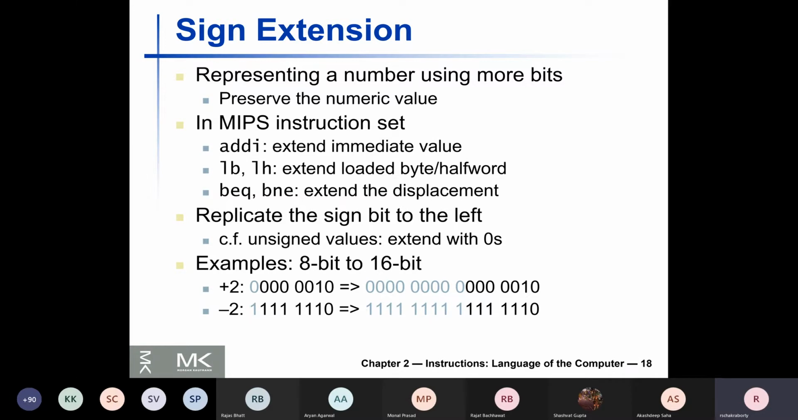Say, for example, they have given these examples: an 8-bit to 16-bit conversion of +2. So +2 you can represent using just 3 bits: 1 0 to show the magnitude and 1 more bit, 0, to show it is +2. But then it is an 8-bit number, so you add many zeros to convert it to 8-bit. Then you convert it to 16-bit by just left extending it with 0.